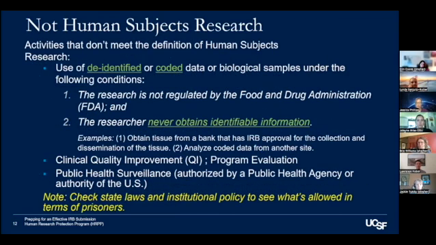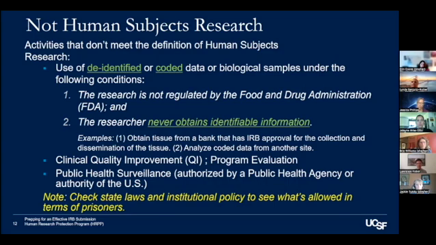And sometimes your research isn't human subjects at all. An example of that would be looking at de-identified or coded data, provided that you're not doing anything that requires FDA oversight, and you as the investigator never receive any identifiable data. So for FDA, that's typically if you're going to develop an assay or a drug or a device, FDA would need oversight over that.